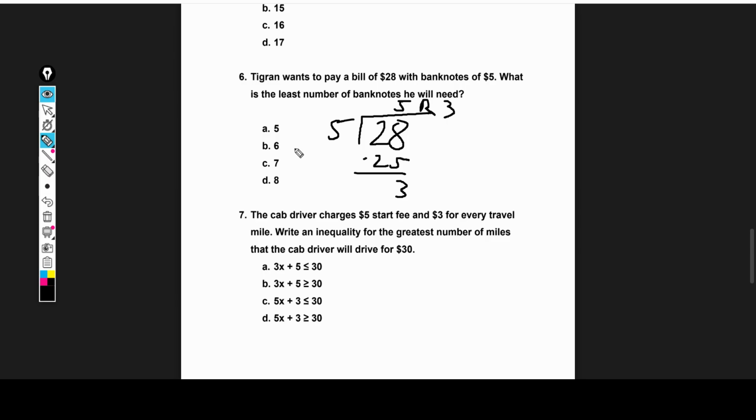Now, this time the answer is not 5, because what is the least number he needs? Well, you can't pay with less money than what you need to pay. You need to pay with at least as much money, more money if you don't have the exact amount of money. So he needs to pay a little bit more than 5 of these banknotes. So he will need 6 banknotes. That's the smallest number that's more than 5. It's more than 5 and 3/5, in fact. Alright, hopefully that made sense.